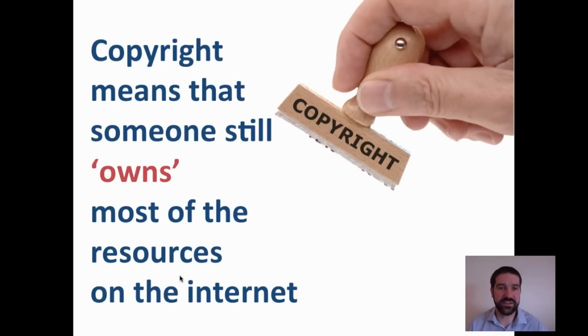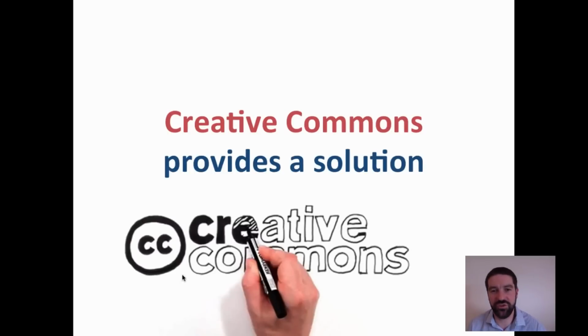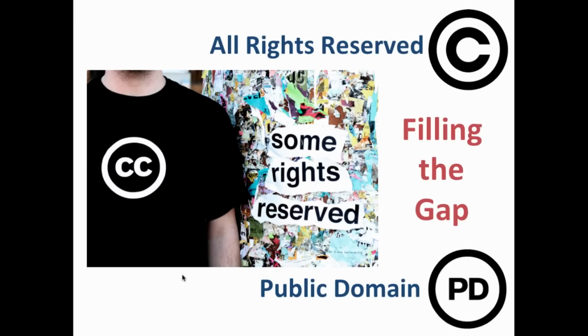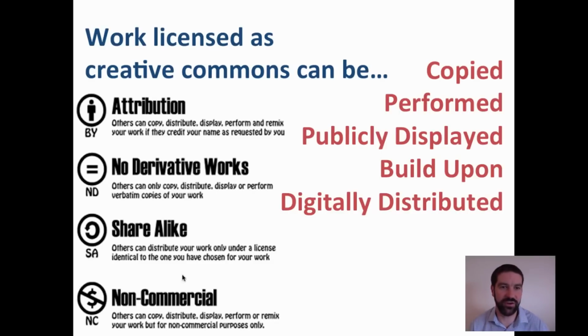So, copyright means that somebody still owns most of the resources on the internet. Every day we and our students use movies, pictures, music and text from the internet. And Creative Commons provides a solution to using some of these resources under a different licensing than just something which is completely copyright. Basically, Creative Commons fills the gaps between things that are in the public domain that anybody can use and things that are all rights reserved. It completely fills a space there as long as things are correctly attributed.